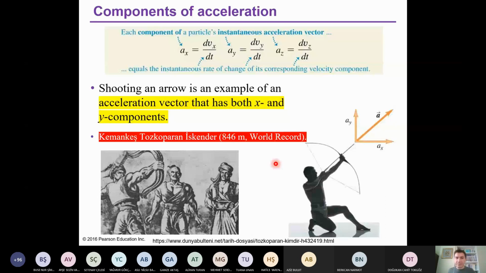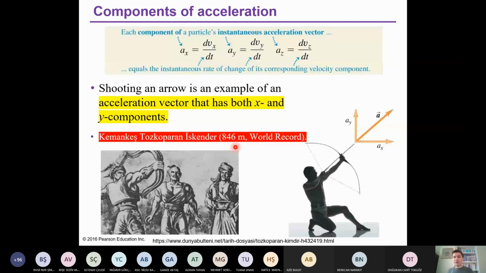Here we have an example, shooting an arrow, okay? The acceleration vector is this one, along the arrow, let's say, and this is the x component of the acceleration vector, and this is the y component of the acceleration vector. Here I would like to give you one nice piece of information from our history. This is the picture of Kemankeş Toskoparan İskender from the Ottoman time. This Kemankeş has a world record, driving an arrow to a distance of 846 meters.